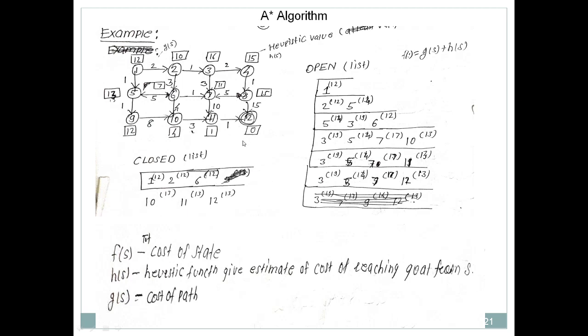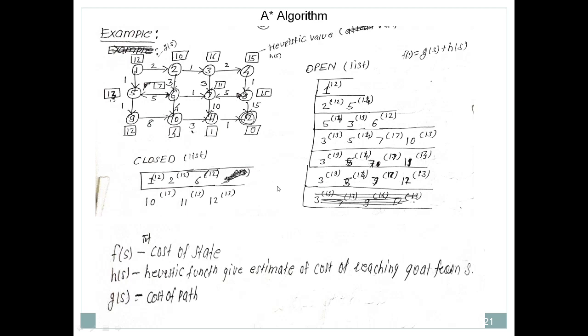And now we have to check whether it's a goal state. Yes. So what is the total cost? 13. So this is how we have found the minimum cost path from source node 1 to destination node 12. In this way the A star algorithm works. So this is an example.